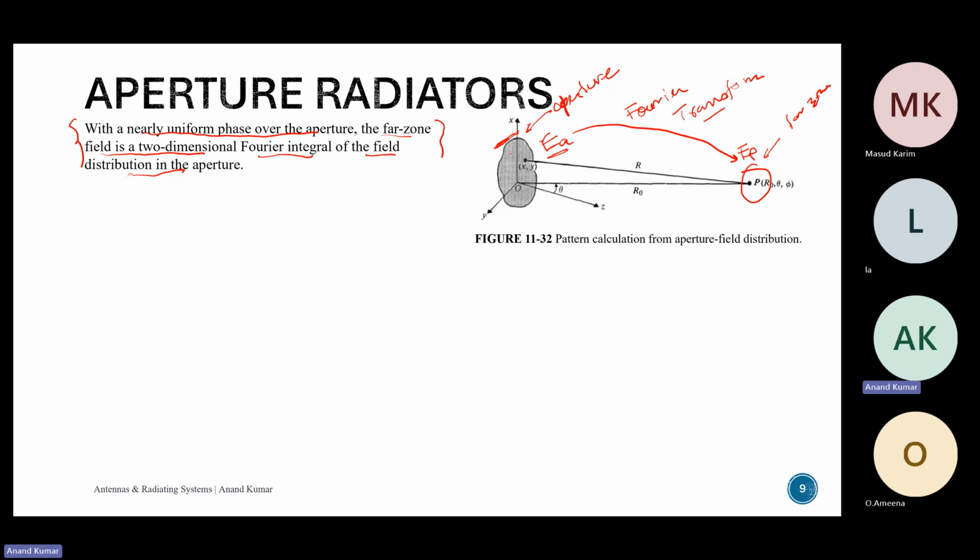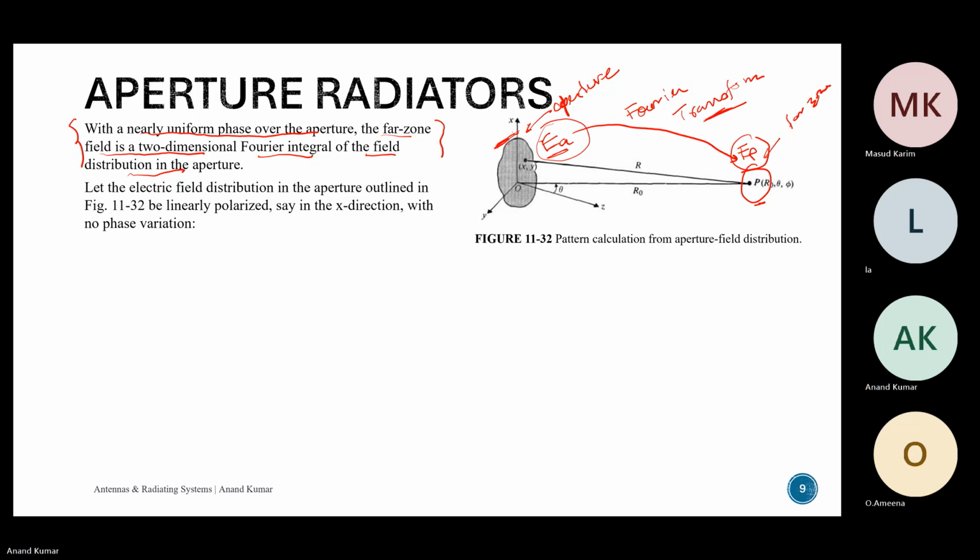So once we have the field distribution at the aperture, we'll do a Fourier transform of the field distribution at the aperture and calculate the field distribution at the far zone point P. So once this is known to us, it's all maths, and we'll do that step by step now. So let the electric field distribution in the aperture outlined in figure 1132 be linearly polarized, say in the x direction. So it's linearly polarized in the x direction.